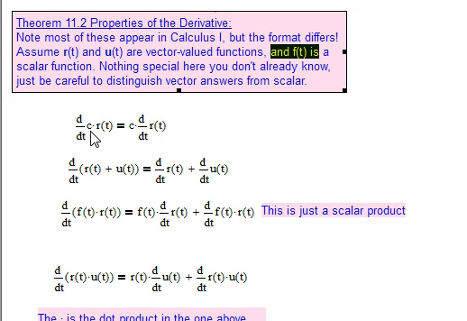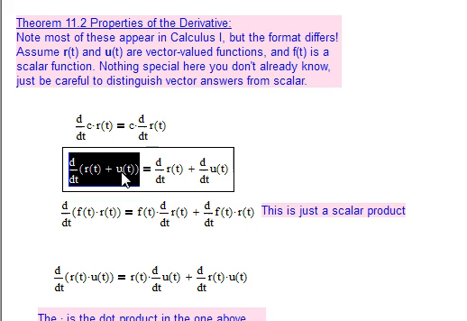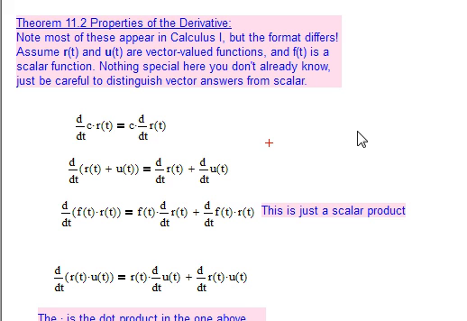Okay, first of all, the derivative of a constant times a vector valued function is that constant times the derivative of the vector valued function, which is just as you would expect. The derivative of the sum of two vector valued functions is the sum of the derivatives of those two vector valued functions, which is also exactly what you'd expect.